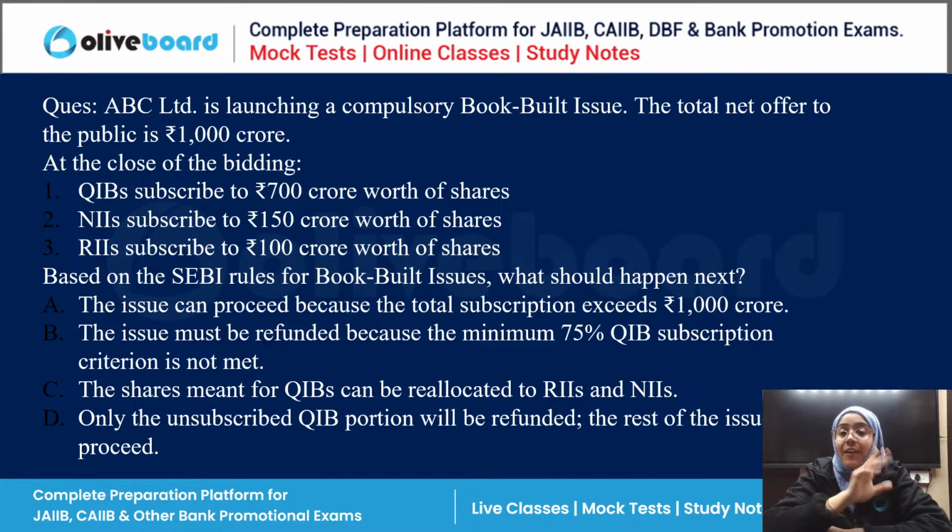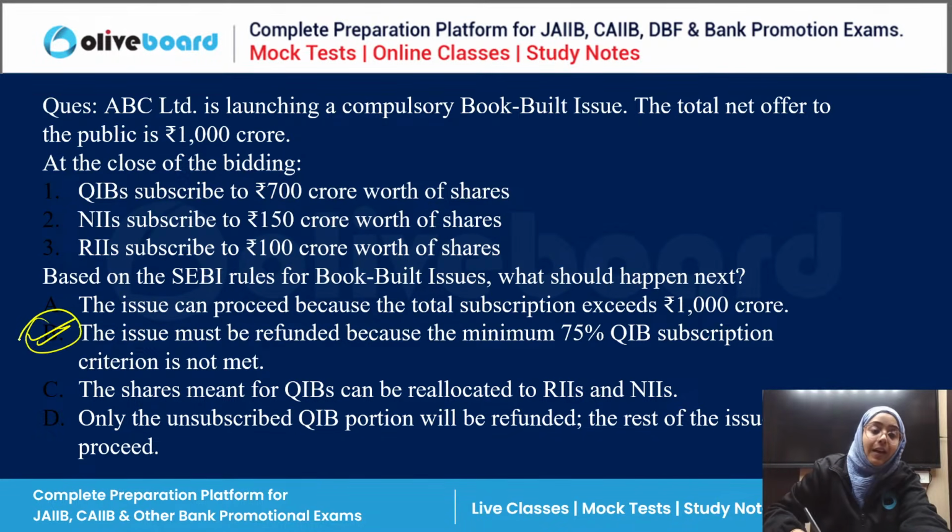But for the qualified institutional buyers, at least 75% should be given. 75% of 1000 crore is 750 crore. The QIBs are allocated less than 750 crore, that is 700 crore. So this is not valid, and you have to refund the entire issue because the 75% QIB subscription is not met. So B is the correct answer.